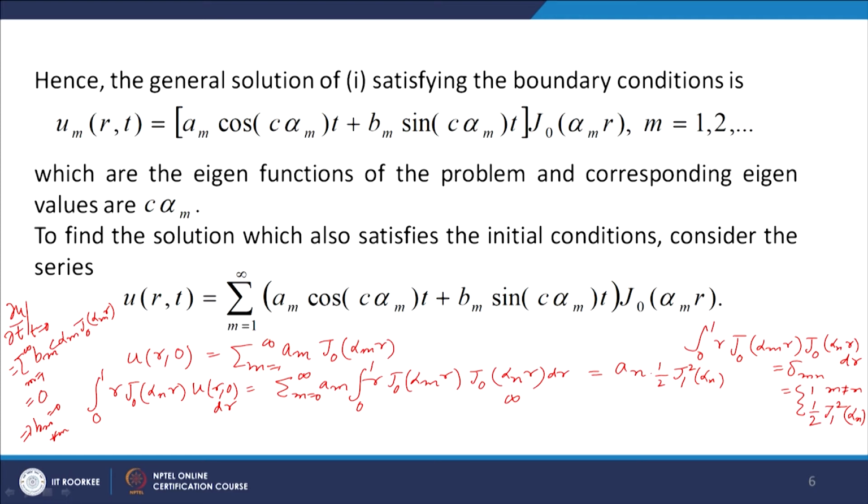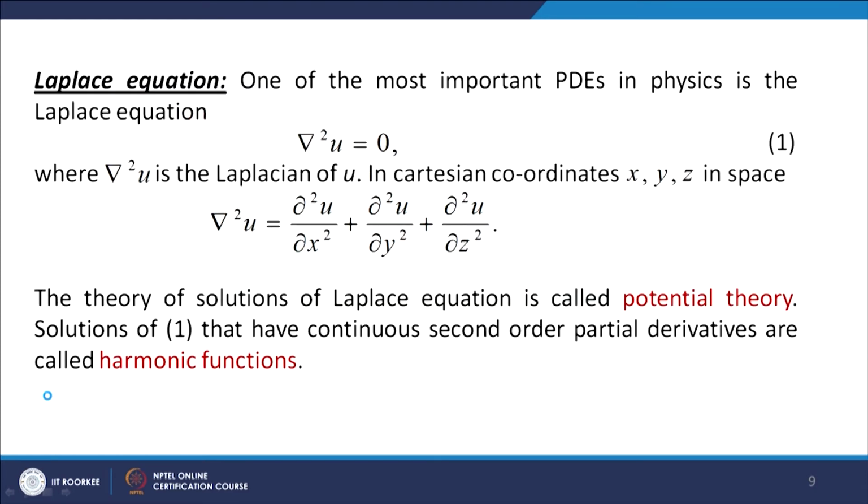Let us go to Laplace equation in 3 dimensions. One of the most important partial differential equations in physics is the Laplace equation, del square u equal to 0, where del square u is the Laplacian of u. In Cartesian coordinates x, y, z in space, del square u is d square u over dx square plus d square u over dy square plus d square u over dz square.